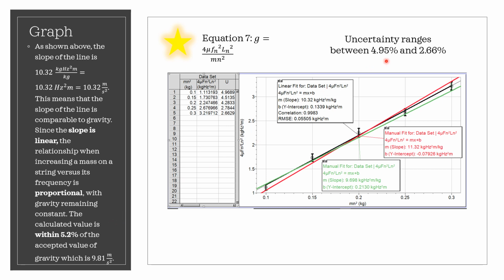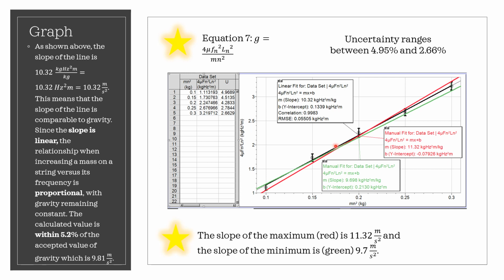Also, the uncertainty ranges between 4.95% and 2.66%. All of these are the uncertainties, and that has to do with the error bars and where the line goes through. Also, the slope of the maximum, which is the red, and the slope of the minimum, which is green, are sources of error. Those two values of gravity are right there. It is important to note that they are 15.4% and 1.12% within the accepted value of gravity.